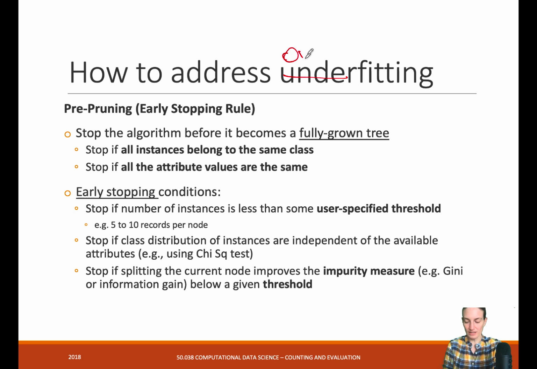How to address overfitting? Usually, we stop the algorithm when all instances belong to the same class or when all the attribute values are the same, but we can do early stopping, and early stopping will prevent overfitting. It means stop if the number of instances, for instance, is less than some user-specified threshold, okay, 5 or 10 records per node. Usually you'd want to go for 100% of the same class per node, per leaf, but maybe you are happy if 1 out of 10 belongs to another class, right? So you're like 90% of your instances are correctly classified in the leaves.